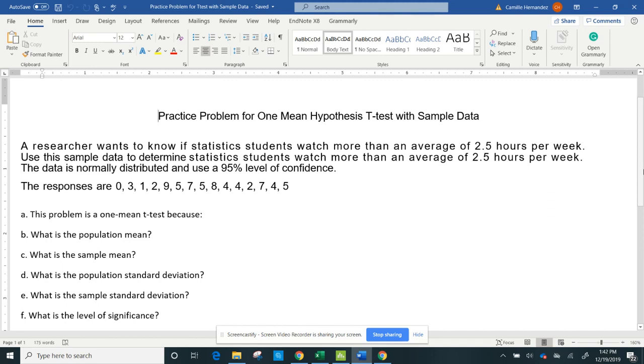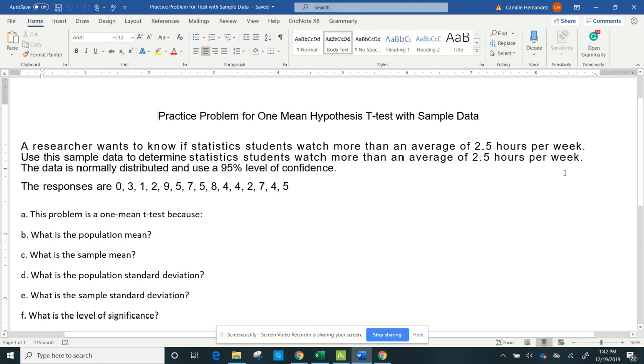So a researcher wants to know if statistics students watch more than an average of 2.5 hours per week. Using the sample data, determine if statistics students watch more than an average of 2.5 per week. The data is normally distributed, using a 95% confidence level. This data might look familiar to what we used in the interval practice problems. And this happens a lot. Sometimes you find an interval and then you want to run a hypothesis test on it. So the responses are below.